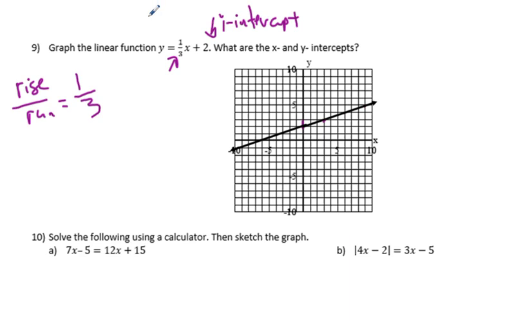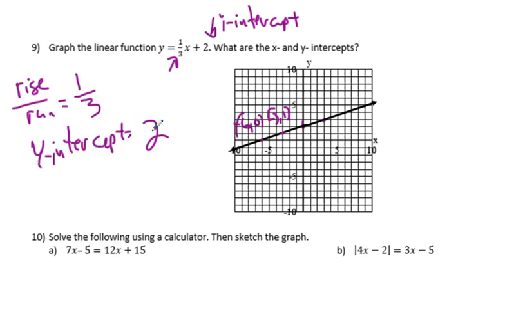Now, because it asks what the y and x intercepts are, our y-intercept is equal to 2. And for our x-intercept, we want to see where it crosses the x-axis. It's going to go over 3, negative 3, down 1. So this is the point negative 3, 1. And then it's going to go over 3 more, then down. This is going to be the point negative 6, 0.